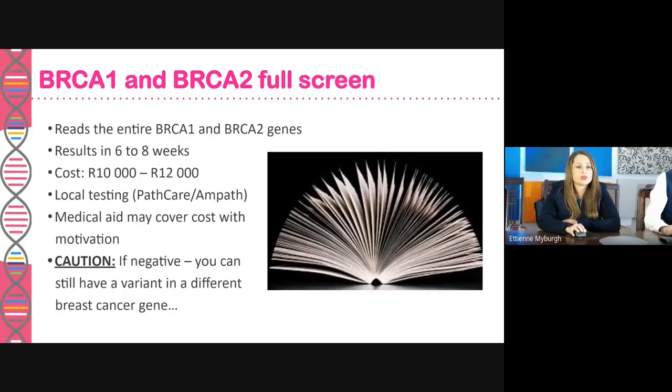That is the full screen of the BRCA1 and BRCA2 genes. So if you once again look at that analogy of an instruction manual, with this test, you now read the entire book, from the first page to the last page. It takes longer to get the results back. It takes about 6 to 8 weeks.